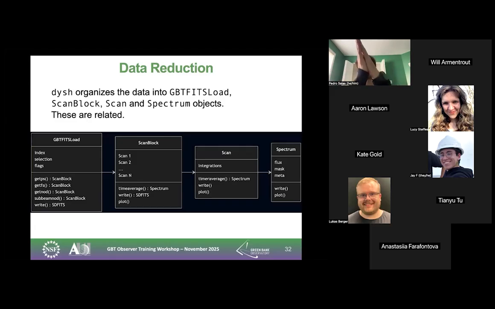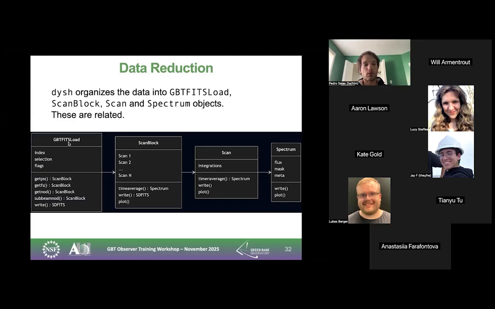On 5 minutes, off 5 minutes, on 5 minutes, and so on. So you would end up with lots of scans, right? All of the same object, which in the end you want to calibrate, each one of these scans with the corresponding off, and collapse all of these into a single calibrated spectrum, because the astronomical signal should not have changed.